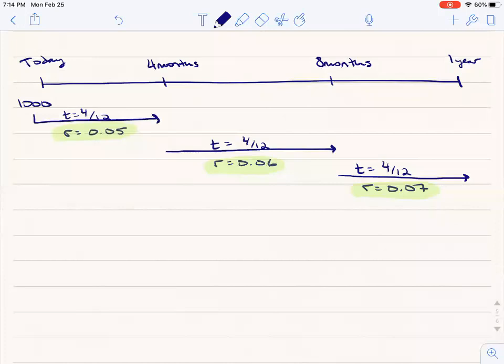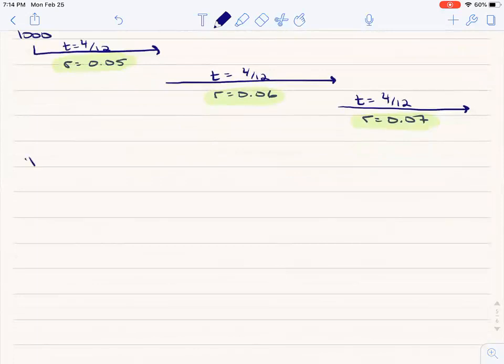Essentially what we would be doing is taking the 1,000 and calculating the amount of interest, I, after 4 months, then the amount of interest at 8 months, and then after 1 year. But it's going to be easier to just use the formula on your formula sheet. There's the final one in the simple interest column. To solve these types of problems, you're going to use this long future value formula.